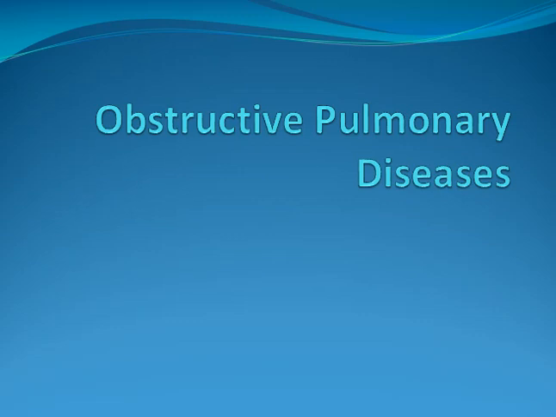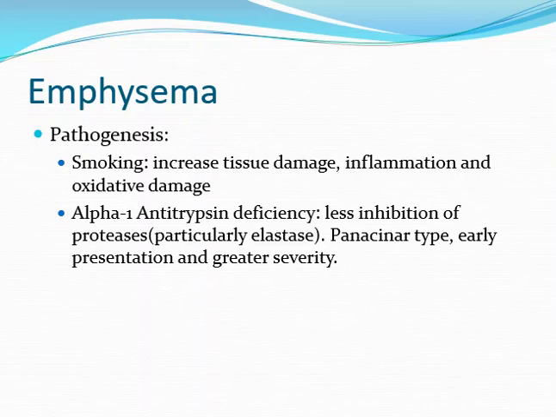So in this video we are going to talk about the obstructive pulmonary diseases. Obstructive pulmonary diseases are those diseases that lead to increased resistance in inspiration and expiration. There are four diseases that come under the heading of the obstructive pulmonary diseases: emphysema, chronic bronchitis, asthma, and bronchiectasis. So now, starting with emphysema.